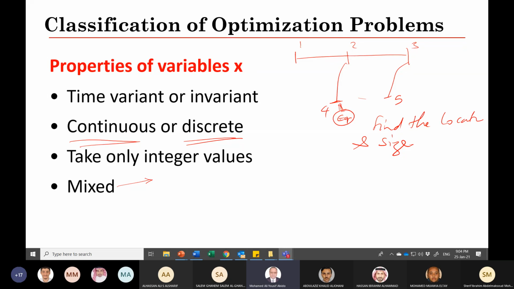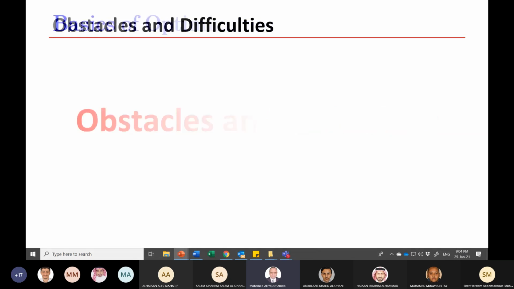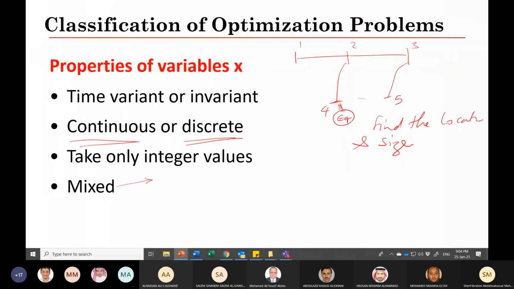So in this problem, when you try to search for the location and size, you can have the size here as a discrete variable. You can have standard sizes. For example, for the equipment, just for a motor, you have 1 horsepower, 1.5 horsepower, 2 horsepower. You don't have anything in between. So this is discrete here.